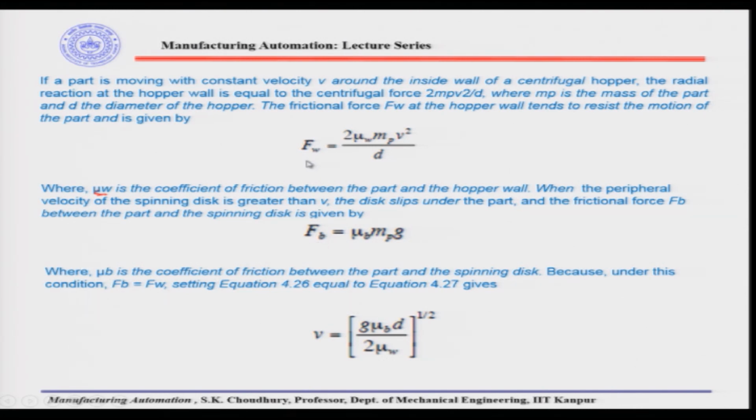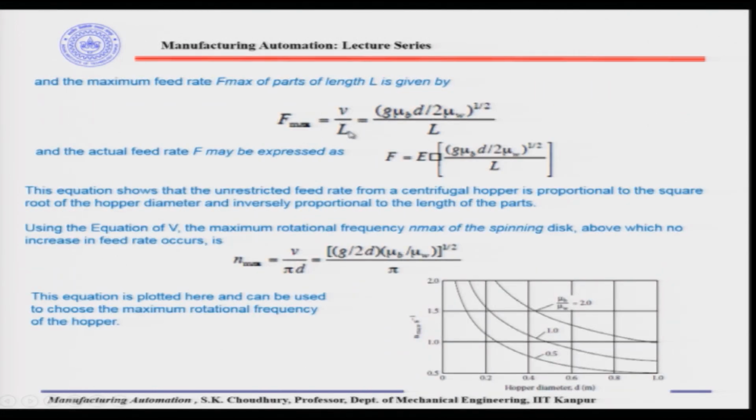Now, Fb and Fw are the same, we said, because the material of the spinning disc and the wall is assumed to be the same, and therefore Fb is equal to Fw. From here we can find that the velocity at which the parts are moving will be equal to this factor. You can see that this is proportional to the root of d, which is the hopper diameter, and this divided by the part length will give you the maximum feed rate.